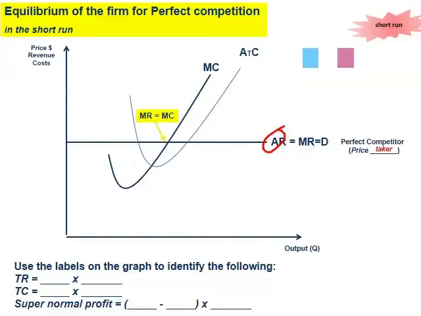So the firm will maximize profit if it chooses this output here, because that's where marginal revenue equals marginal cost. Price, remember, equals average revenue. So P times Q, total revenue.